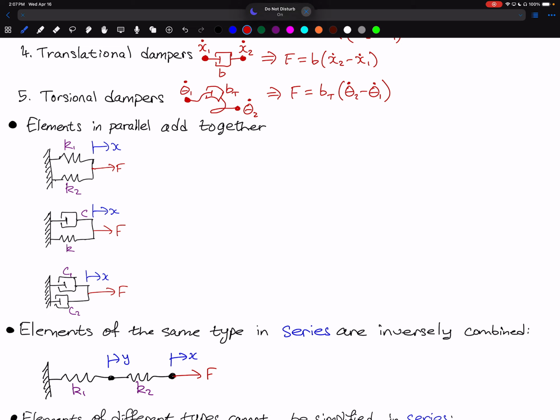Right, so elements in parallel add together. If we put two springs in parallel together, we'll get that their combined force is equal to the summation of their coefficients, or K1 plus K2, multiplied by the displacement of that system, or X in this case.